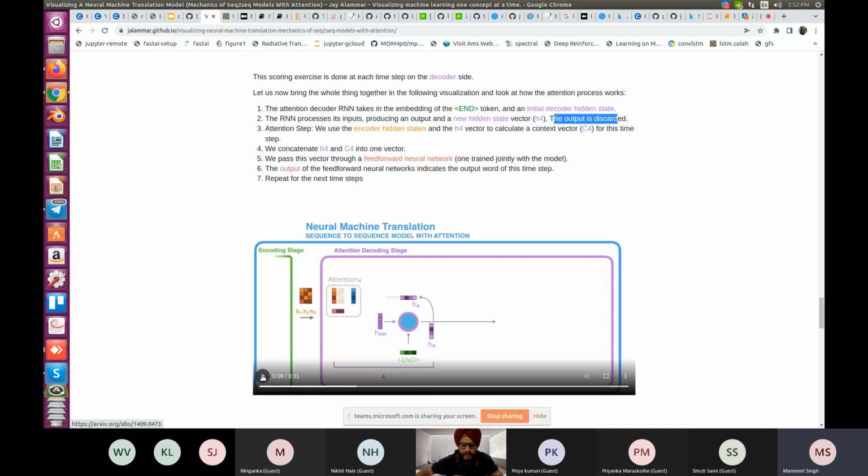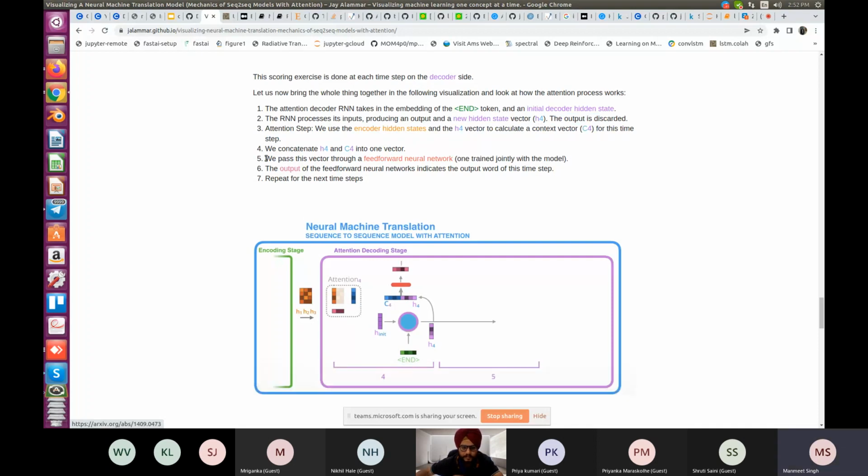In the next step, we use the encoder hidden states and the H4 vector to calculate a context vector C4 for this time step. You make this C4 by concatenating the encoder hidden states, weighted, with the H4 vector.